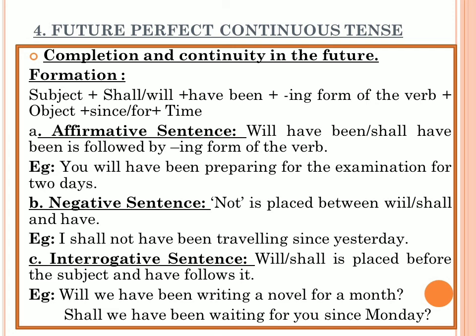Okay. So here we discussed 4 forms of future tense. That is, simple future tense, where we have to add shall or will. Future continuous tense, will or shall plus be plus ing form. Future perfect tense, shall or will plus have plus past participle. And the last one, future perfect continuous tense, shall or will plus have been plus the ing form of the verb plus object, since or for plus time.